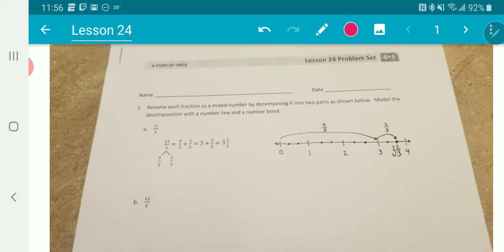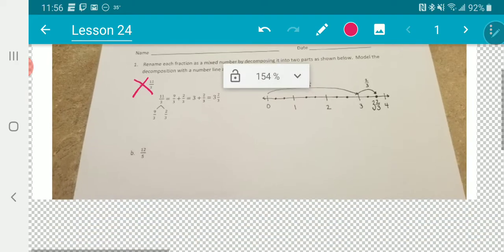We're going to start with number 1B, so you guys can cross out 1A. We're going to be doing this a little different than how 1A shows. We are not going to be using number lines, and we are not going to be using number bonds, okay? Today we are going to be using a divide strategy. The reason is it's just another way that we can easily turn an improper fraction into a mixed number.